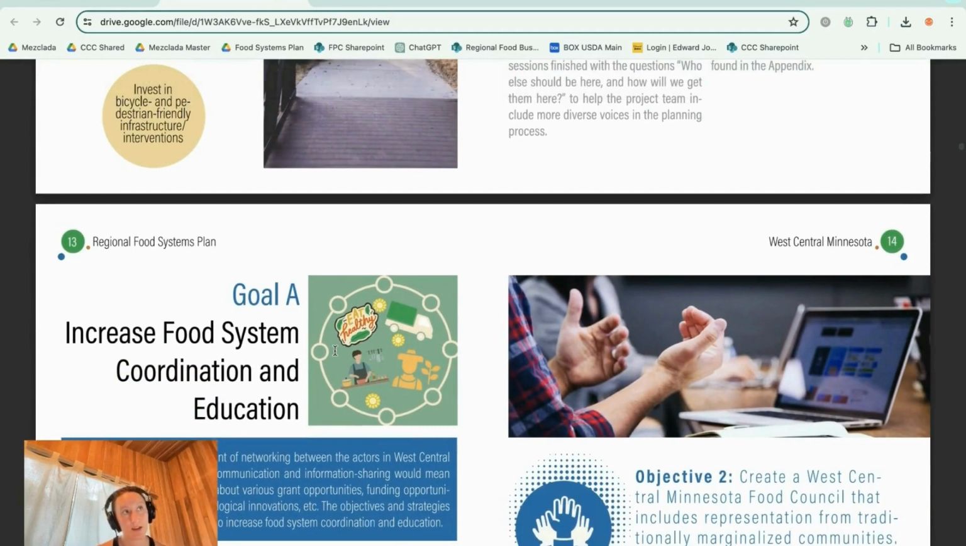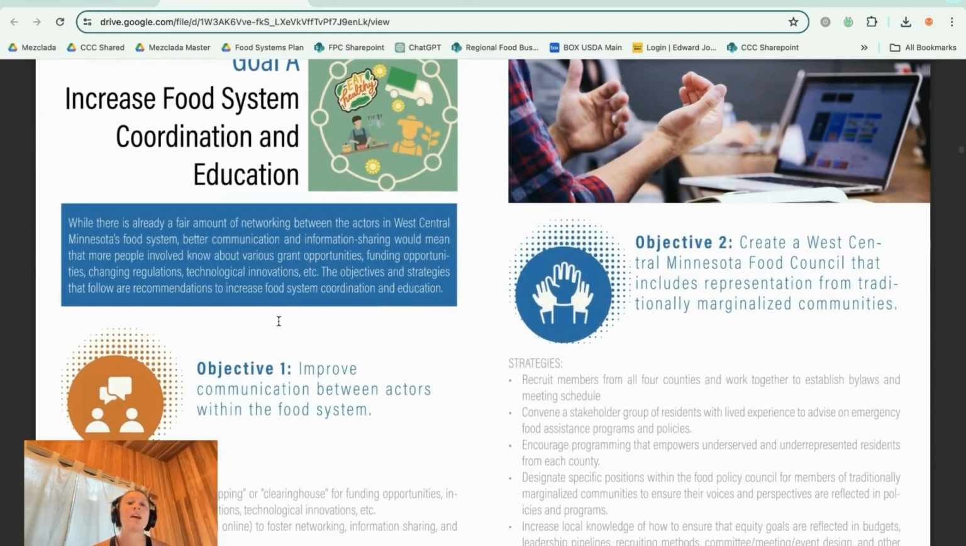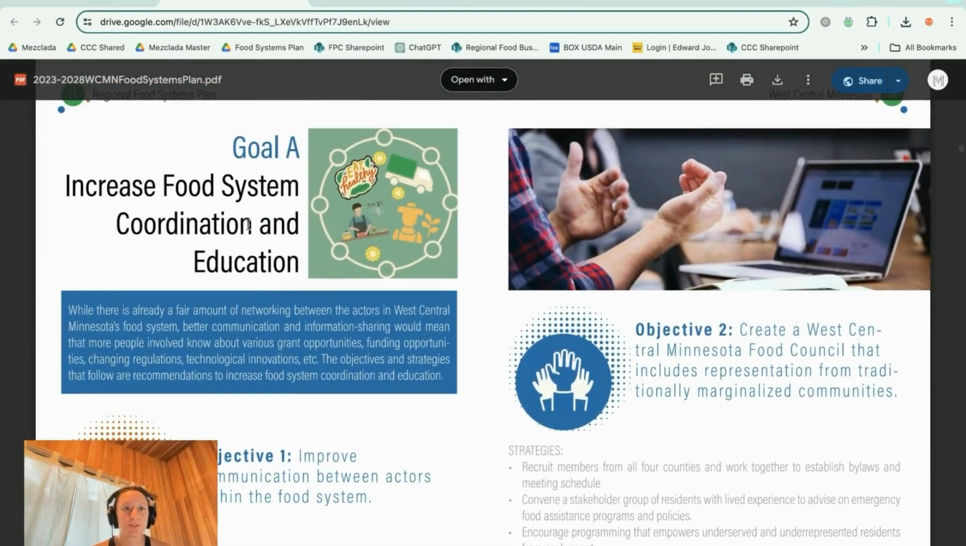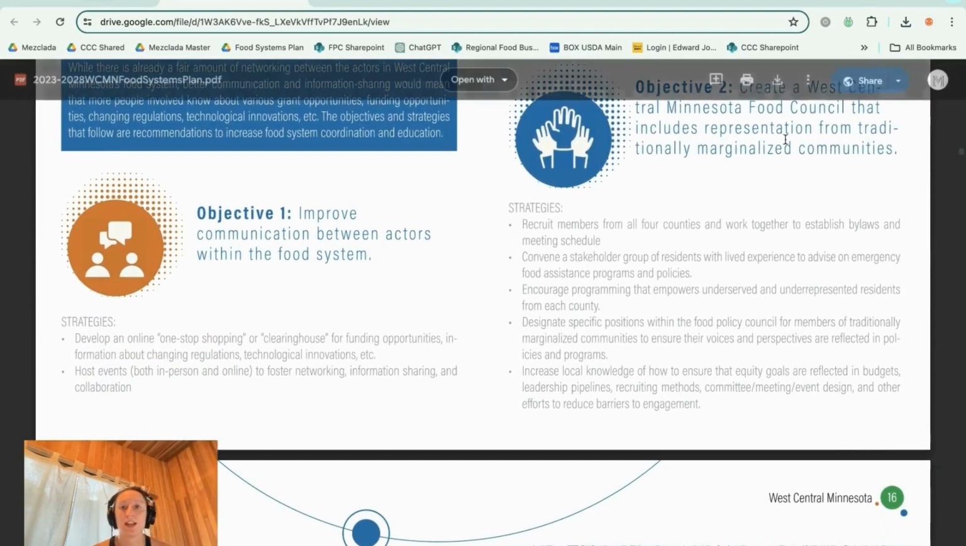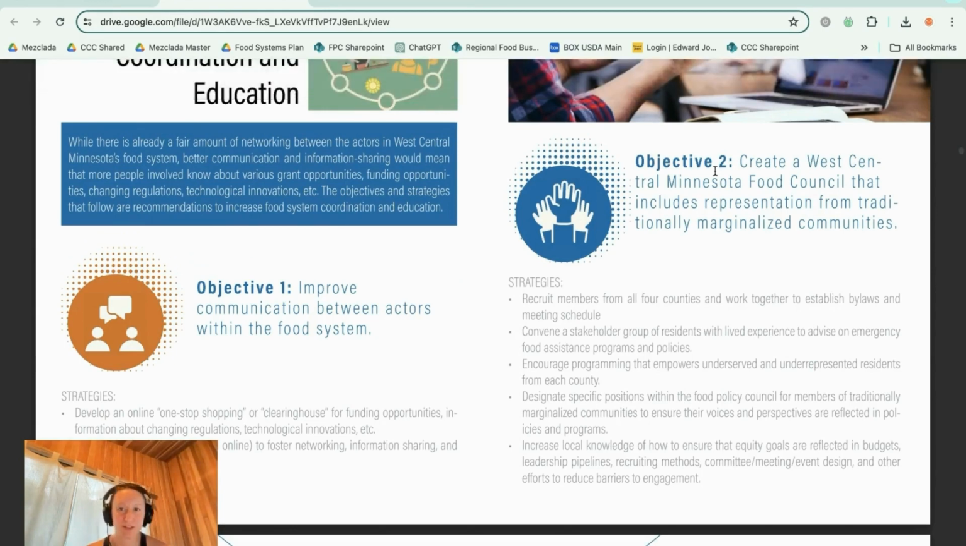So from there, we also worked with people to develop specific goals and objectives, and then below that, strategies. So we have, for example, under this first goal of increasing food system coordination and education, one of the objectives, and actually I'll look at this one specifically, Objective 2, create a West Central Minnesota Food Council that includes representation from traditionally marginalized communities. And then our first strategy under this is to recruit members from all 4 counties and work together to establish bylaws and a meeting schedule. And we've done that, which is really exciting.